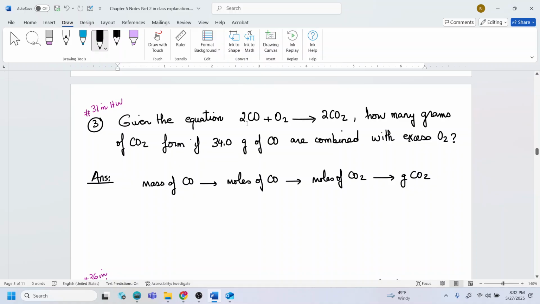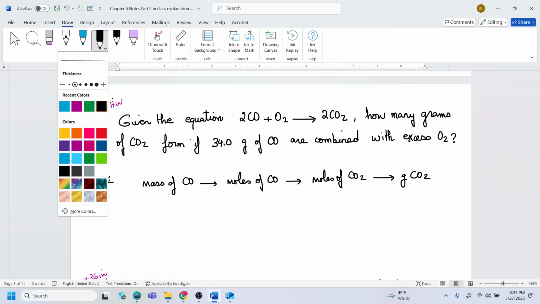So I can start with the mass. I'm starting with the mass of the carbon monoxide. I am going to change the mass of the carbon monoxide into moles of carbon monoxide. And then I would need to relate the CO to the CO2. So relate the moles of the CO to the moles of the CO2 and get the mass of the CO2, what you need to find. So I'm starting with the given mass.